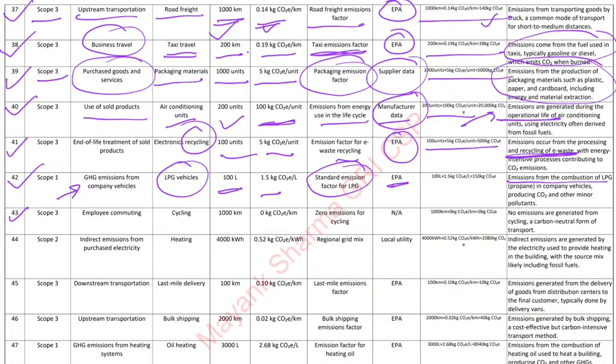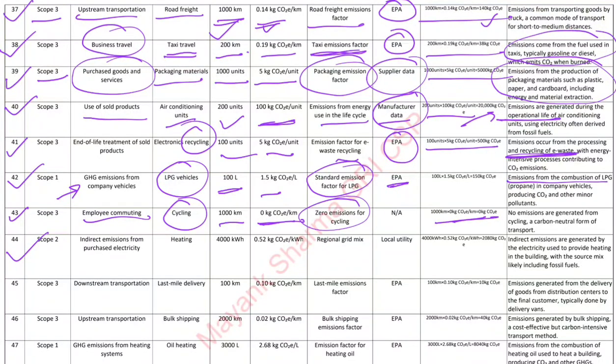Example number 43 is scope 3, basically employee commuting. Let's say taking the example of cycling, 1000 kilometers cycling. But what is happening, you see here, zero emissions because of cycling. So no emissions are generated for cycling, which is a carbon neutral form of transport.